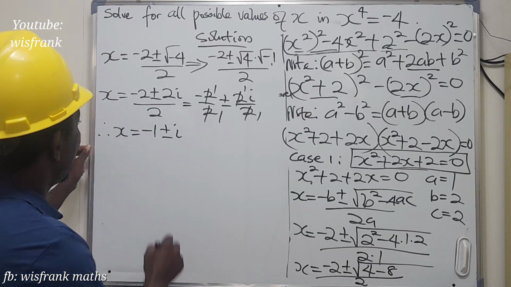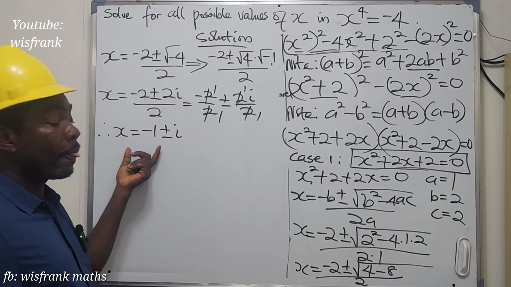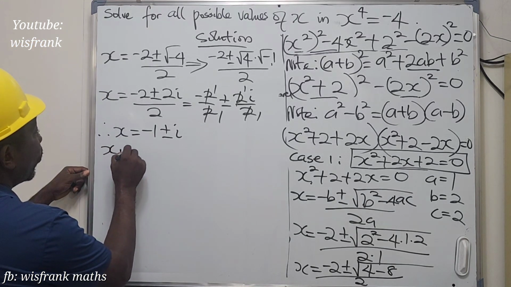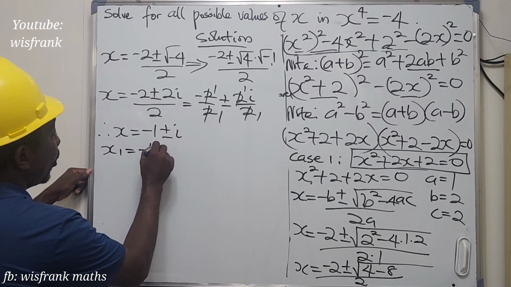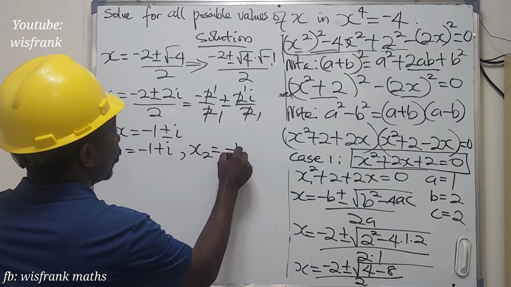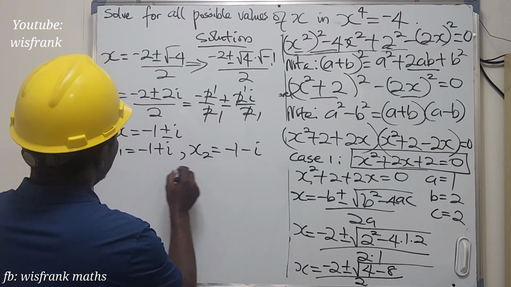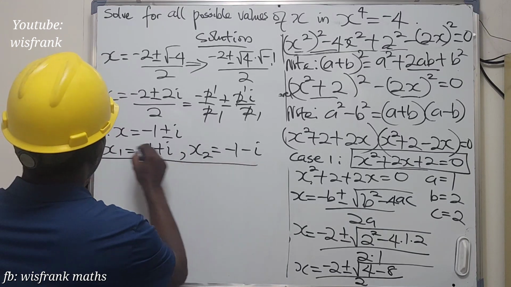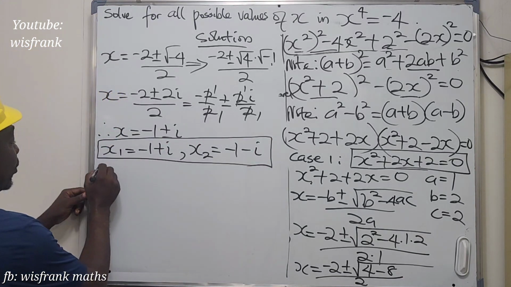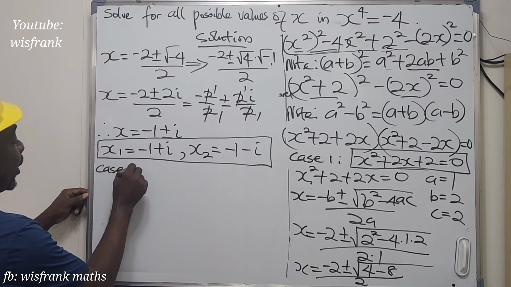So this is what we have for the first value of x in case 1. Here, we have two solutions from this value of x. So we have our x1 equals minus 1 plus i, then our x2 equals minus 1 minus i. So this is the value of x1 and x2 in case 1. So we take case 2. So we have here case 2.